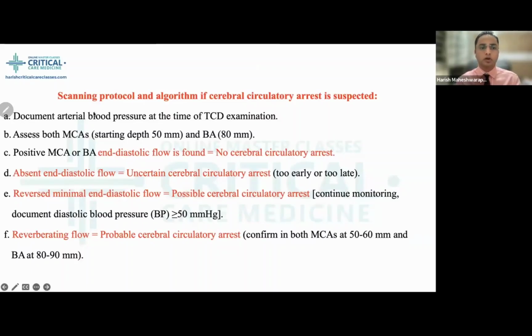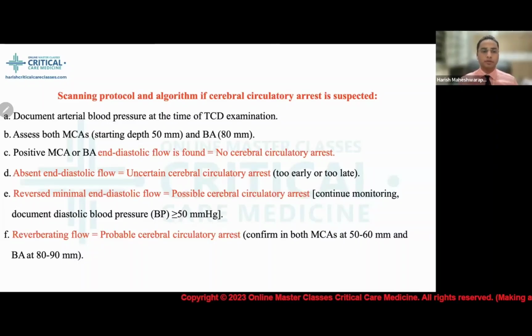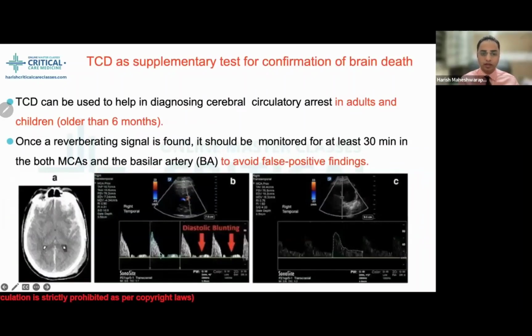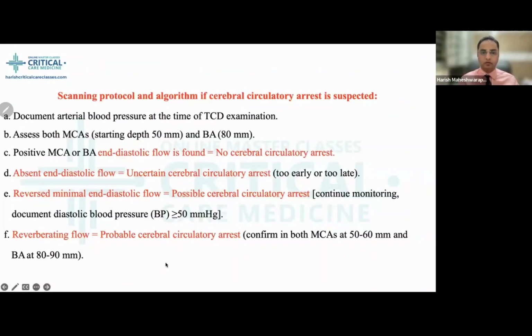First, document arterial blood pressure at the time of TCD examination. Assess the MCA starting at a depth of 50 millimeter and the basilar artery at 80 millimeter depth. If positive MCA or basilar artery end diastolic flow is found, then obviously no cerebral circulatory arrest, meaning the diastole is not in the negative aspect. It is still in the positive aspect, not below the baseline. So it tells there is no cerebral circulatory arrest.